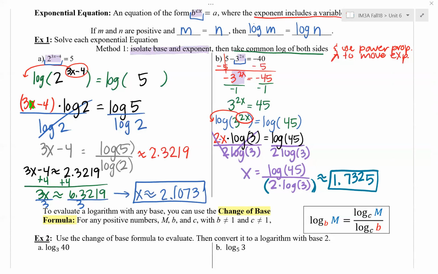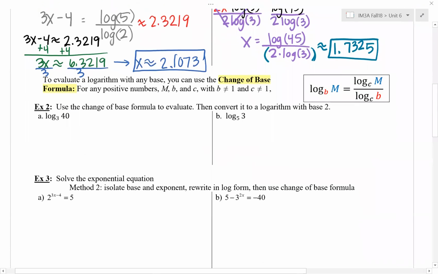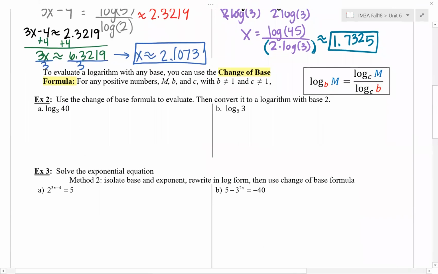Okay. And so the second method involves something called the change of base formula. The change of base formula is in that box on the right. It tells us that if I have a log of any base, I can actually turn it into a log of any other base. Typically, I'm going to use base 10 to do this because then my calculator can do it.